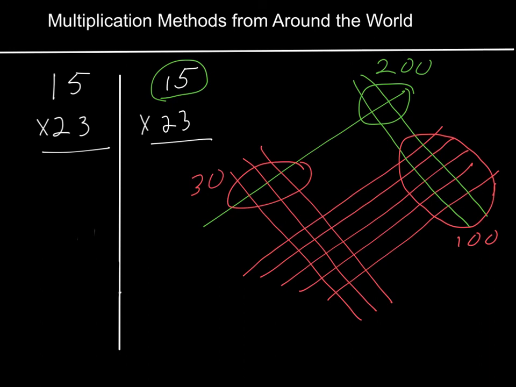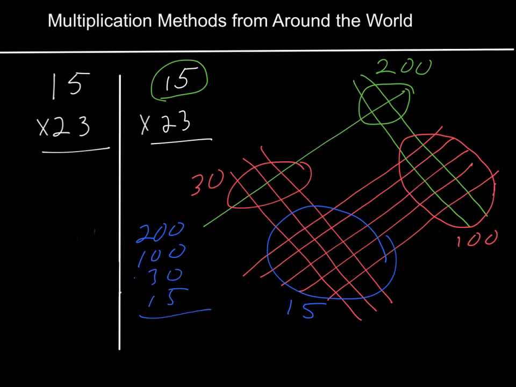And then the bottom part here is my units, or my ones, and I count those up, and I see that I have 1, 2, 3, 4, 5, 6, 7, 8, 9, 10, 11, 12, 13, 14, 15. So I have a total of 15 there. Then I can add 200 plus 100 plus 30 plus 15, and I get 345. And that's just another way of multiplying. So there's lots of different ways of multiplying. This is one method, and we've seen a couple of others.